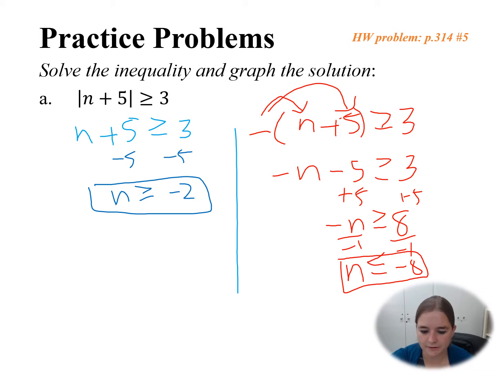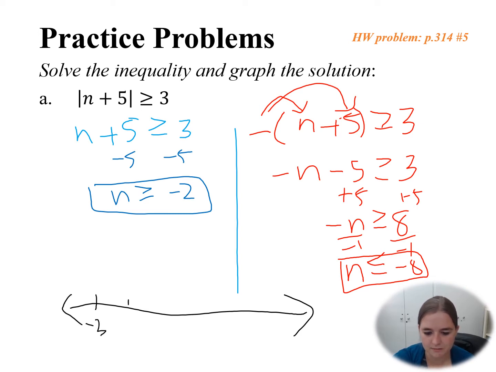Just like we graphed our unions yesterday, we need to create our number line. We want one smaller than the smallest. Oop, wrong direction. Our smallest is -8, so we're going to start with a -9, -8, -7, -6, and so on.